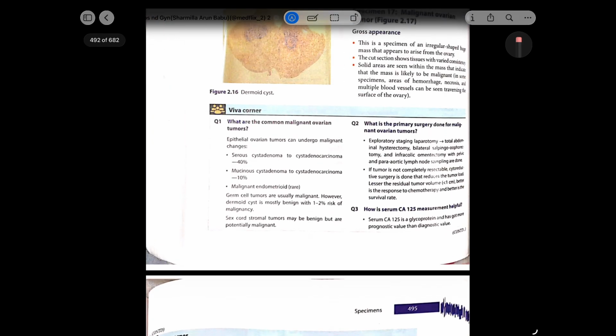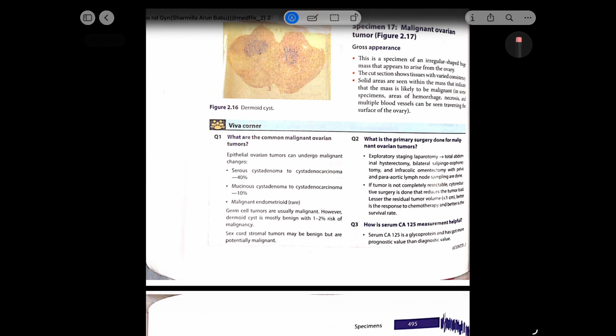What are the common malignant ovarian tumors? Epithelial ovarian tumors can undergo malignant changes. Serous cyst adenoma to cyst adenocarcinoma, mucinous cyst adenoma to cyst adenocarcinoma, 10%. Malignant endometrioid rare. Germ cell tumors are usually malignant. However, dermoid cyst is mostly benign with 1 to 2% risk of malignancy. Sex cord stromal tumors may be benign but are potentially malignant.